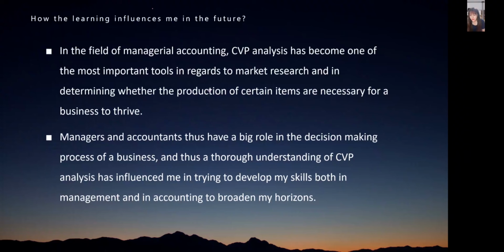All businesses make a policy to include accountants and their mathematical expertise in their decision making nowadays. And this has once again influenced me to understand more about CVP analysis and the use of mathematics in data analysis for the business. That's all for this section.